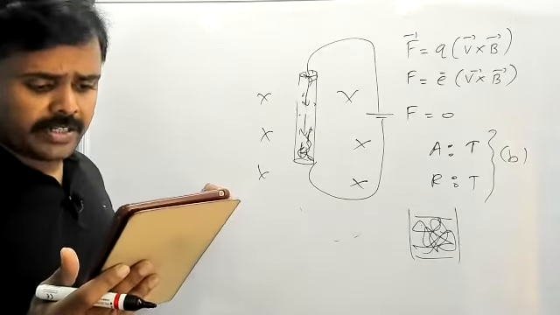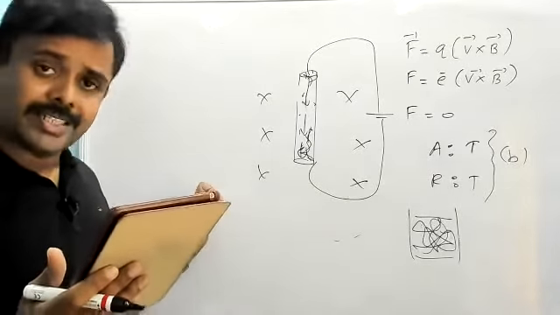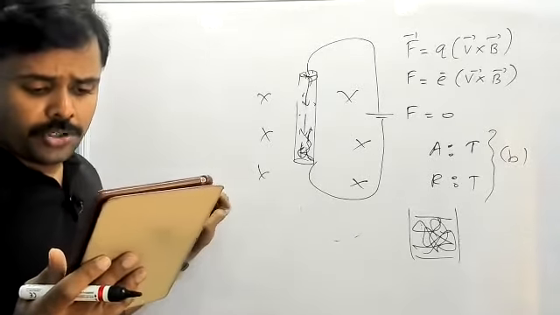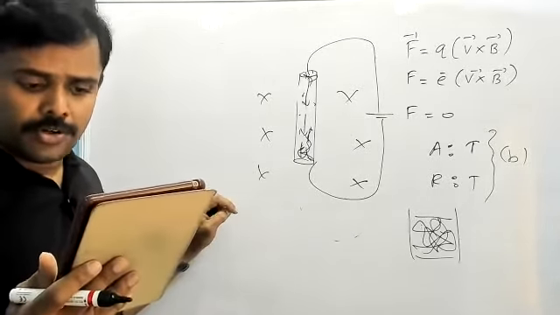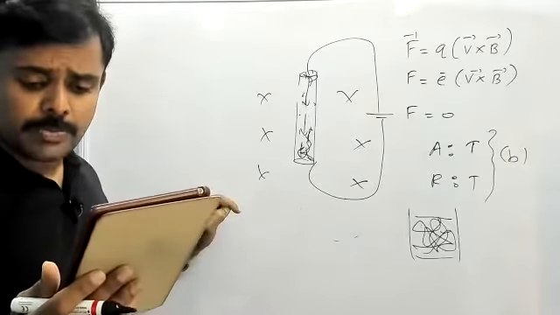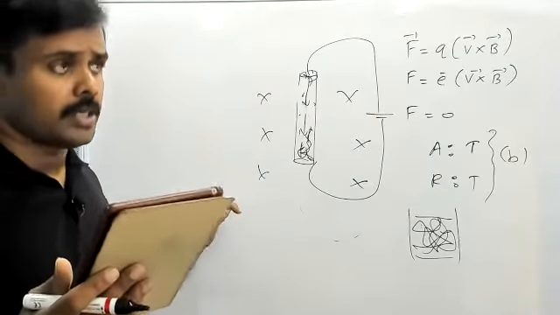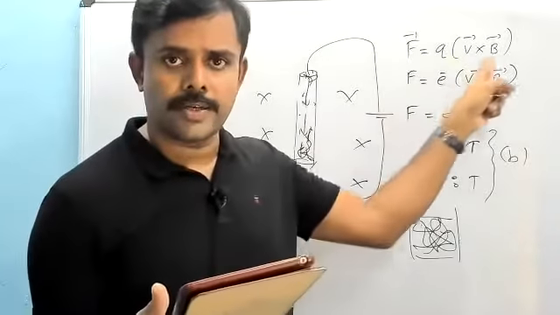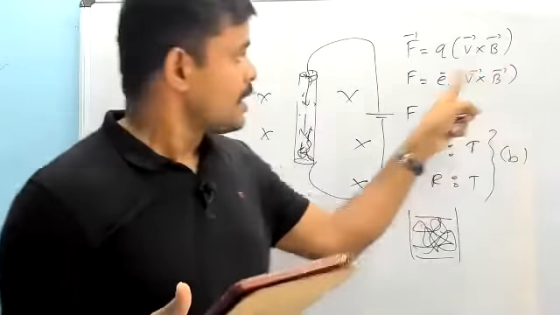Question number 21. Read the assertion: in a conductor... Oh, the assertion is true already. Let us check it with the reason. Force on a free electron due to a magnetic field always acts perpendicular to the direction of motion. So force is Q into V cross B, the magnetic force.